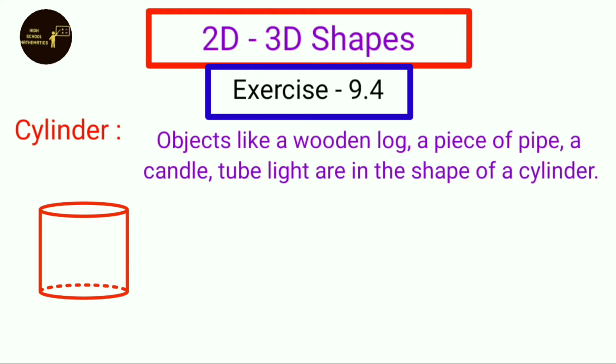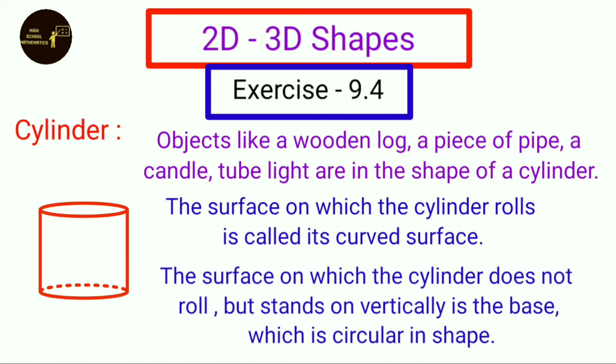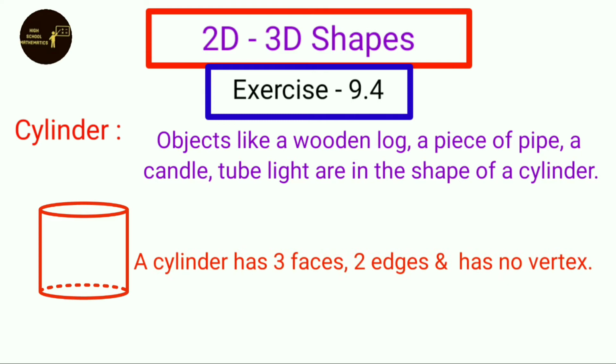See now what is a cylinder. Objects like a wooden log, a piece of pipe, a candle, tube light are in the shape of a cylinder. The surface on which the cylinder rolls is called its curved surface. The surface on which the cylinder does not roll but stands on vertically is the base, which is circular in shape. A cylinder has 3 faces, 2 edges and has no vertex.